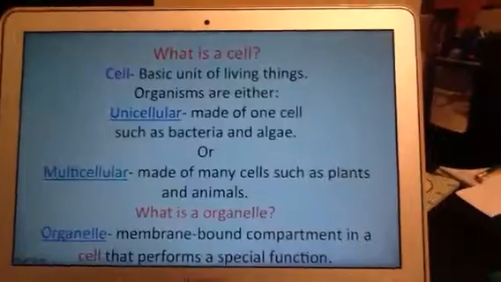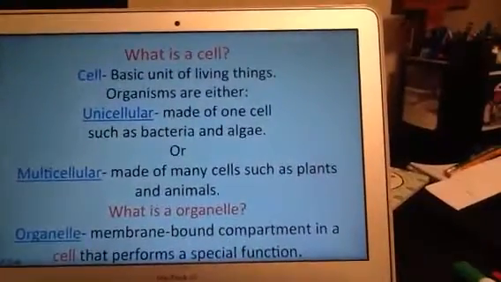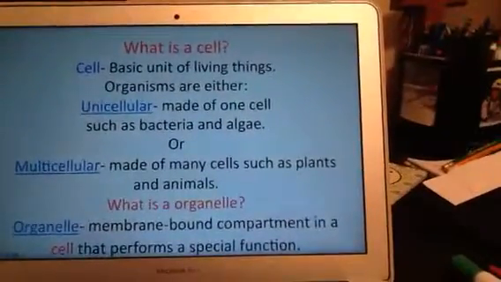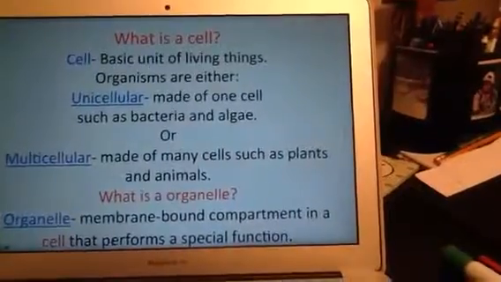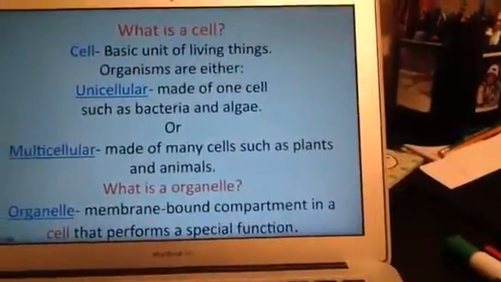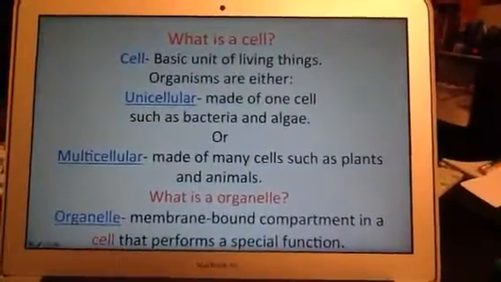Today we are going to identify prokaryote cells organelles. We are going to name eukaryote cells organelles and their functions. We are going to distinguish between prokaryote and eukaryote cells. And we are going to start with a very basic question: what is a cell?